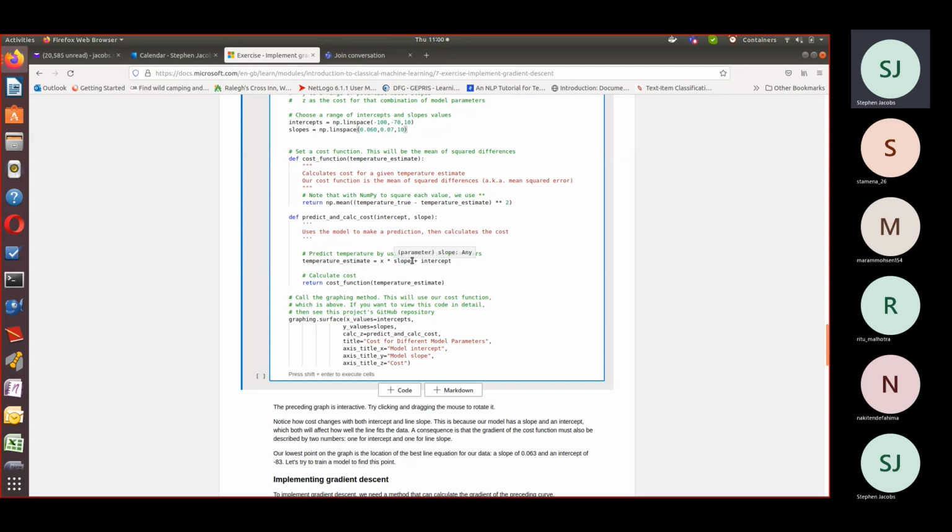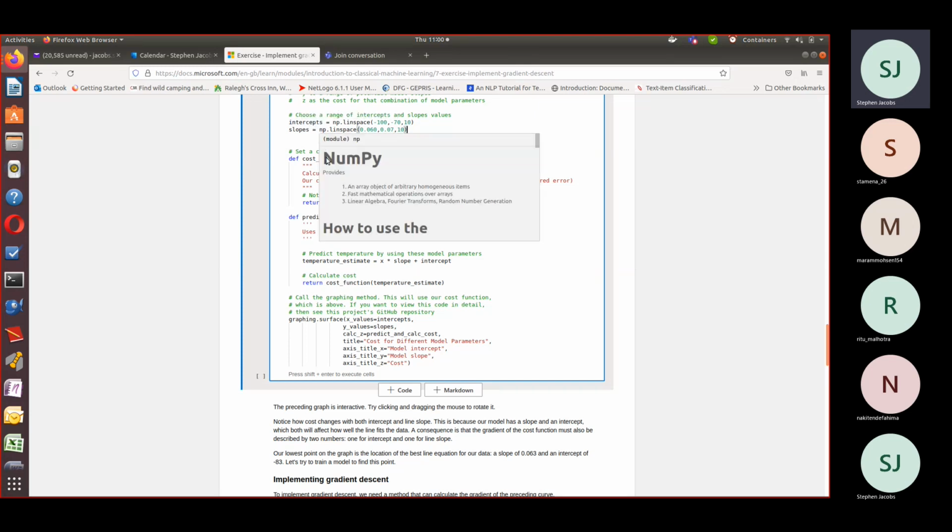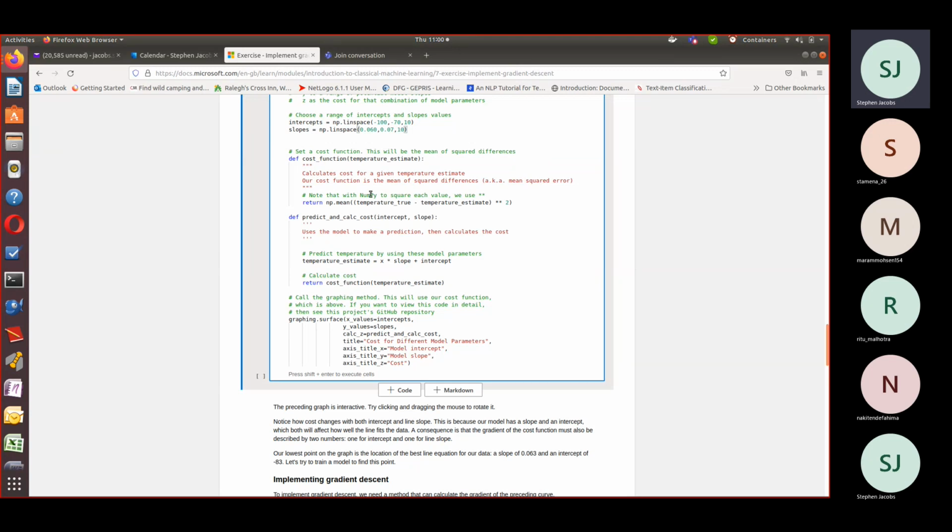so the date times the first value of slope, which is up here, plus the intercept. Now, slopes is a range of values. Slope is a particular value. Intercepts is a range that the intercept value can take. So just to make that distinction absolutely clear between those two variables. So predict and calculate the cost, we've done that, and then we're going to return the cost function with our temperature estimate.